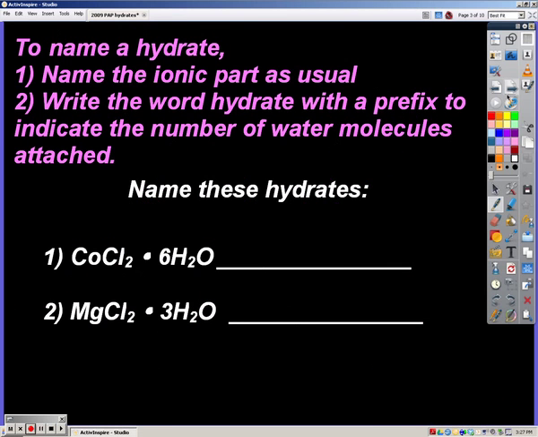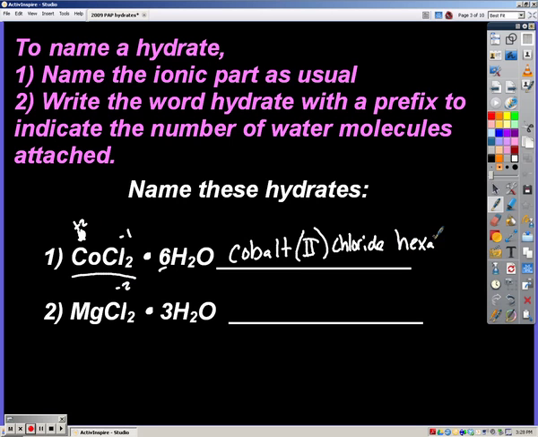So go ahead and practice naming these two hydrates. Pause the video and restart when you think you have your answer. For the first one, you should have got cobalt 2 chloride, because chlorine's a negative one and we have 2 of them, which makes cobalt have to have a positive 2 charge. We have 6 waters, which the prefix for 6, if you recall, is hexa, and they all are going to end in hydrate, so hexahydrate.